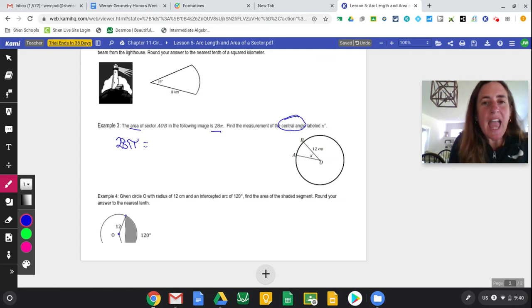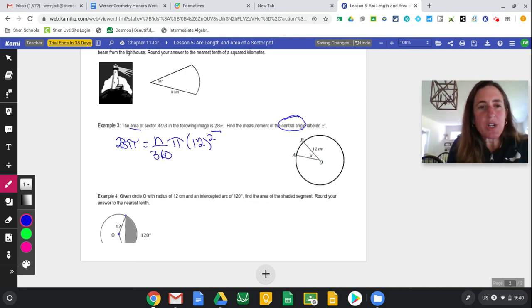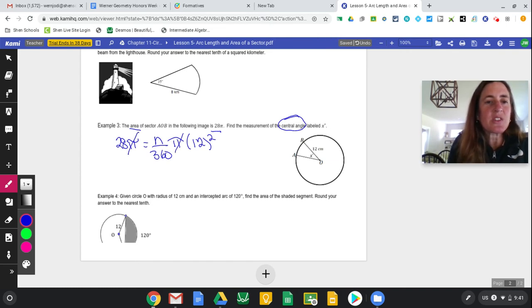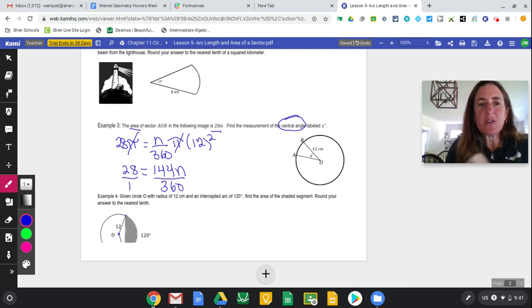I'm going to do my n over 360 because I don't know what that central angle is. And then it's going to be pi times 12 squared. Okay, now here's a trick. Since there's a pi on both sides, they're basically going to divide each other out. So I'm going to cancel those out. So now I have 28 equals, well, what's 12 squared? 144 n over 360. Now you can put that over 1 and we can cross multiply.